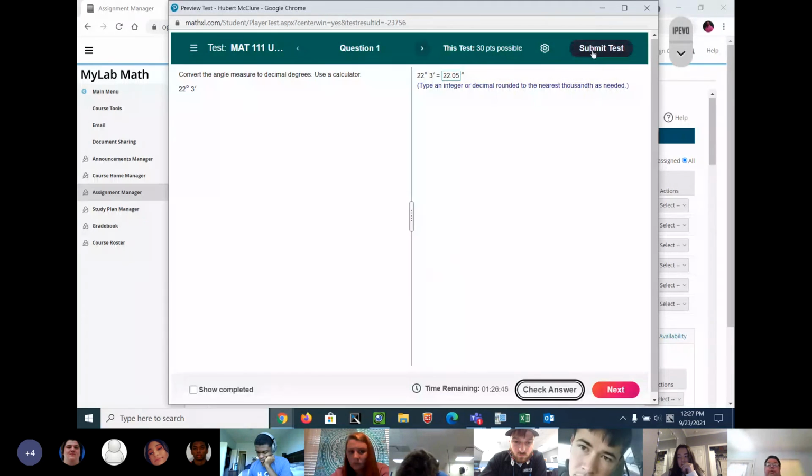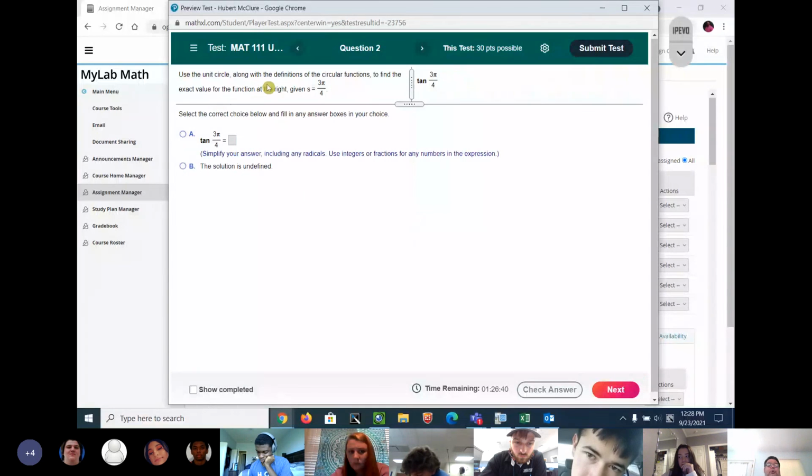All right, let's find something else. Okay, unit circle. Select the correct choice. The tangent of 3 pi over 4. So what is 3 pi over 4? Well, 180 over pi, 4 will go in there how many times? That'd be 45. 45 times 3 is 135.